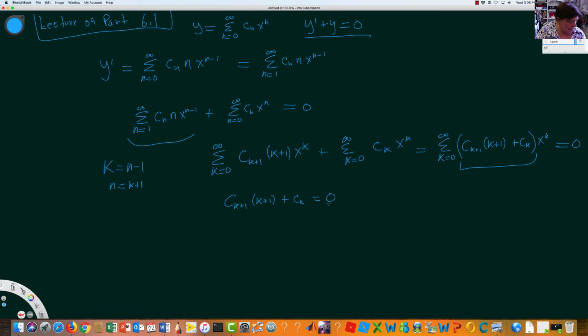Okay? And so that tells me something, because now I can solve for ck+1 in terms of ck. So ck+1 is equal to minus ck over k+1. So if I have C1, I can get C2. If I have C2, I can get C3, etc., right? Okay, that's cool. Remember that k starts at 0: 1, 2, 3. Well, let's see if we can simplify this further by writing out the terms of this. This is called a recursion relation.